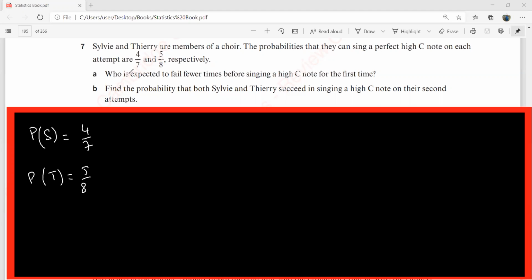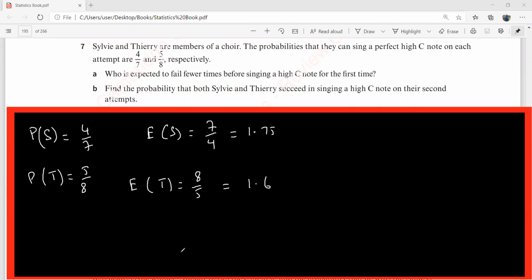Now it says, who is expected to fail fewer times before singing a high C note for the first time? So let's find this E of S for Sylvie. That is going to be 7 over 4. And for Theory, this is going to be 8 over 5. If I write this as a decimal, this is going to be 1.75 and this is going to be 1.6. Whose mean is less? Hmm? क्यों बच्चों?